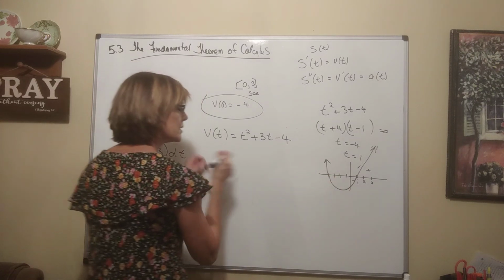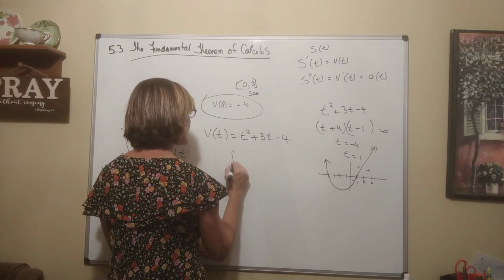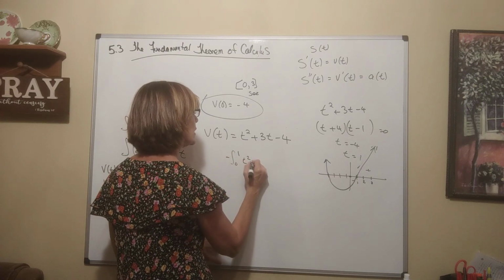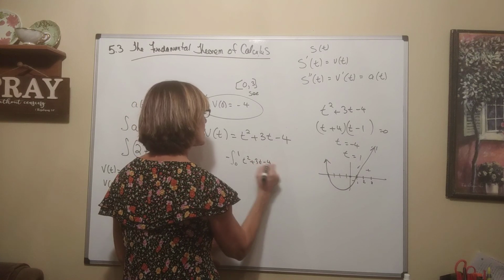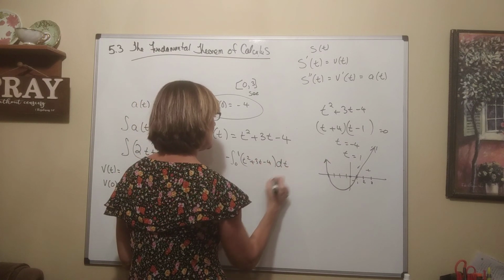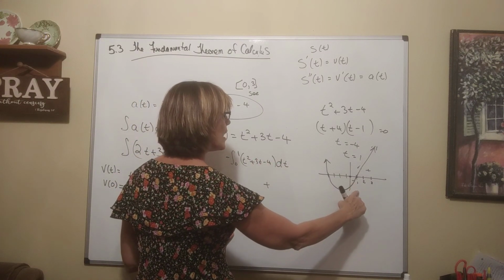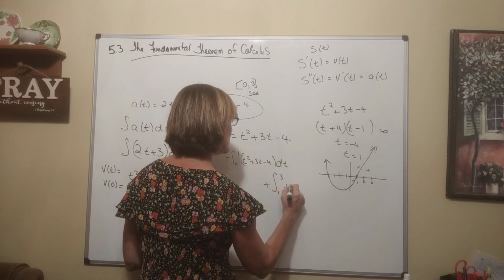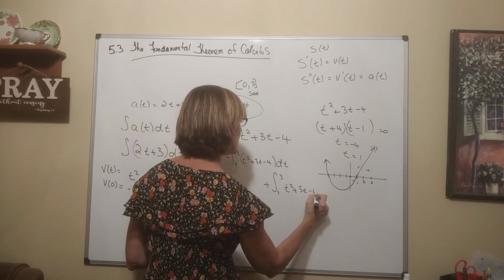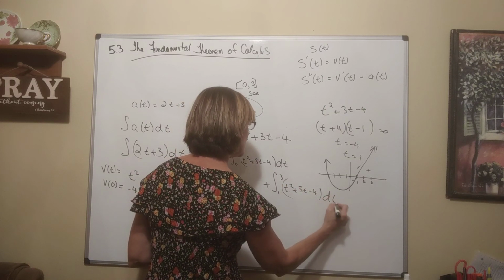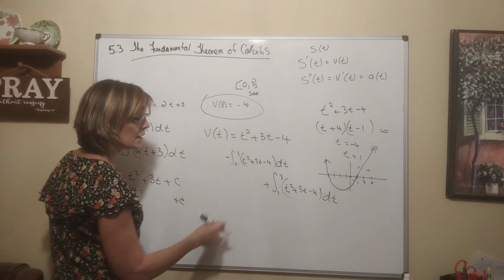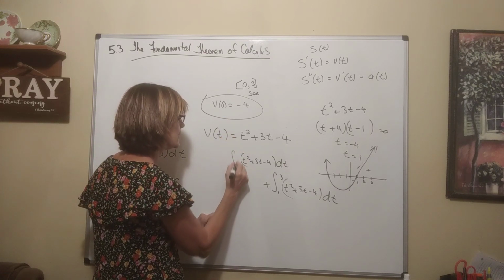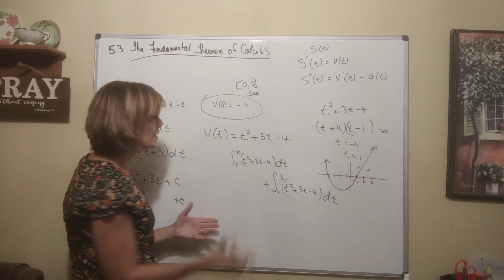So we're going to split our integral up. We're going to first integrate from 0 to 1. I want the negative of this: t squared plus 3t minus 4 dt. And then I'm going to add from 1 to 3, because it's positive from there: t squared plus 3t minus 4 dt. All right, we can leave that negative in there, or you can switch the limits. That's also allowed. So let's integrate.